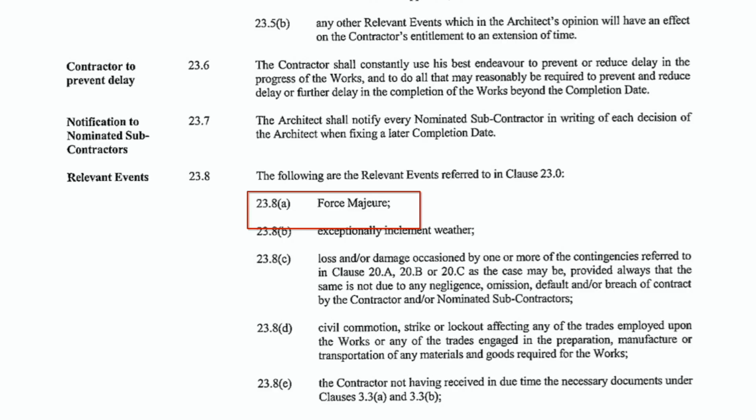Next, how about loss and expenses? Basically, the contractor cannot claim for loss and expenses under force majeure, since it is not a part of the matters that materially affected as listed in clause 24.3 A until O.